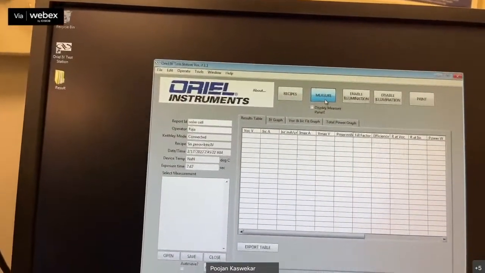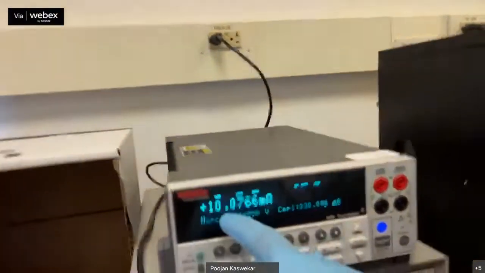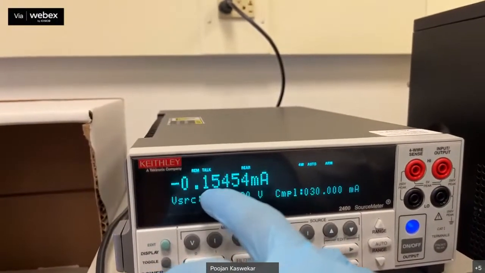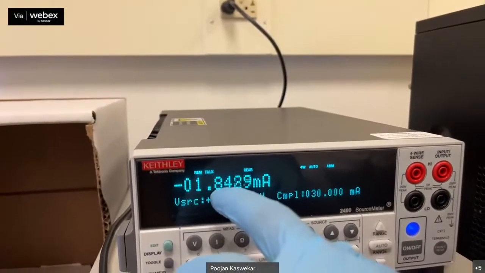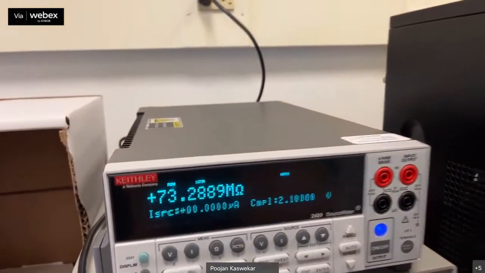So just click on measure. Then you'll hear a beep sound. You can see the current here: 8 milliamps, 6 milliamps, 1 milliamp. Again, 1.8 milliamps, 1.9 milliamps. Okay.